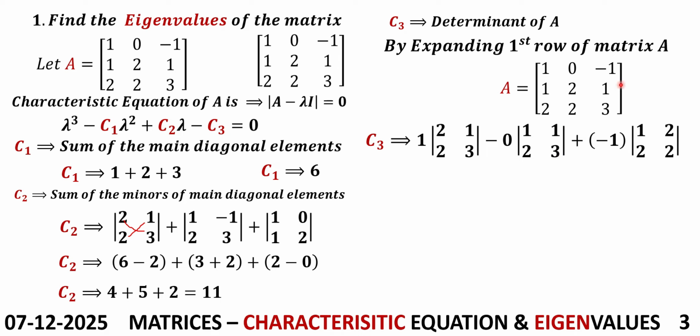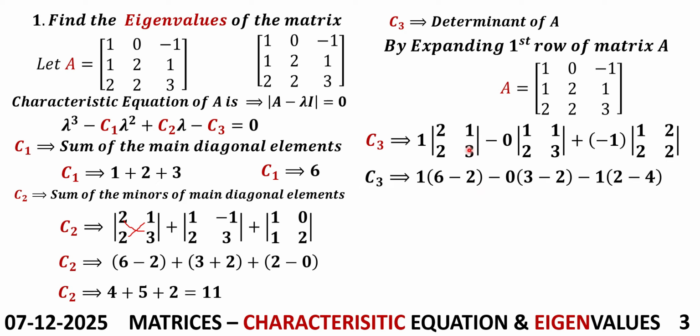So 1 times: the first row and first column will go. Remaining is 2, 1, 2 and 3. Next 0 and anything is 0, but anyhow we have shown what the minor element is for this. Then the third one is minus, though it is positive we have to write the negative element as given here. Remaining is 1, 2 and 2, 2. We hope everyone understood how to find out C1, C2 and C3 for the given matrix A.